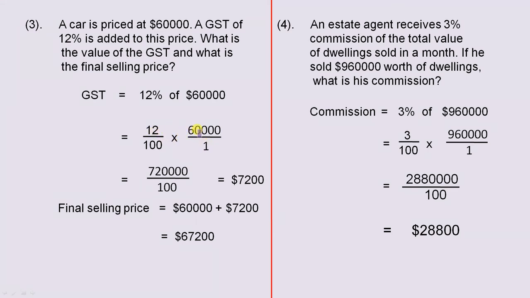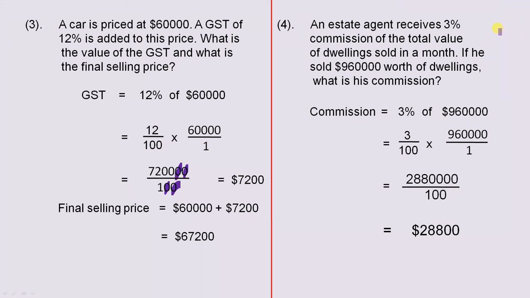12 sixes are 72, then we add the 4 zeros, so that's 720,000. We divide that by 100. Whenever you divide by 100, you can just do that. So that's what it means. 100 into 100 goes once, 100 into that number goes 7,200. So you just cancel the last two noughts off. So the answer is 7,200. So that's the GST. So the final selling price will be $60,000 plus 7,200, which is $67,200.